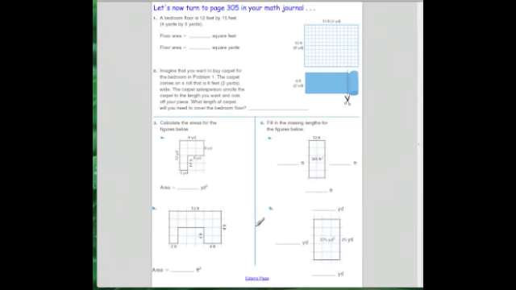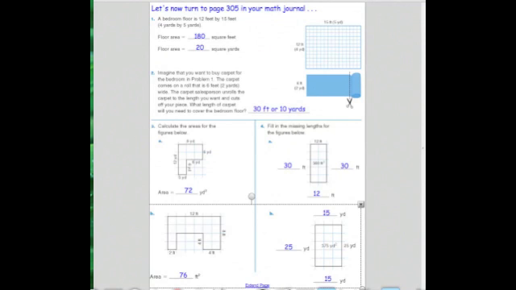Now let's turn to page 305 in your math journal. When you're finished completing this, come back to the video. Pause now. Okay, you're back and ready to see your answers for this. Here are your answers for these. If you had any questions, go ahead and raise your hand and someone will come around and help you.